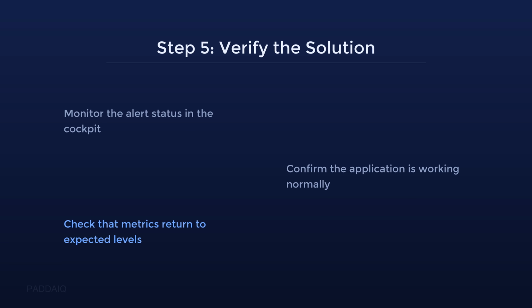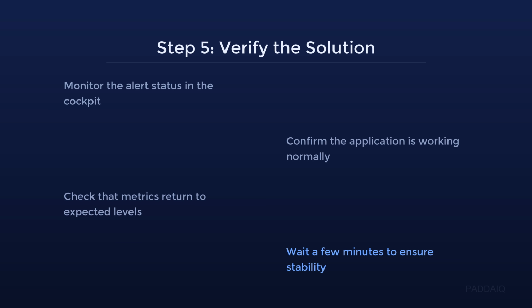Check that metrics return to expected levels. This means confirming that key performance indicators, like response times, are back to normal after any fixes. For instance, if your app was slow and you optimized it, verify it now responds quickly again. Ensuring this confirms your solution is working as intended.